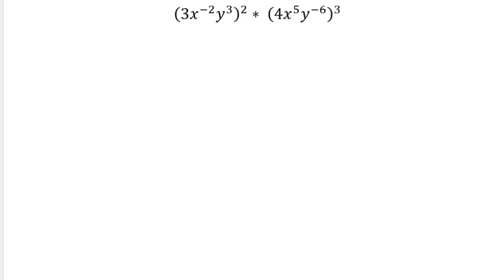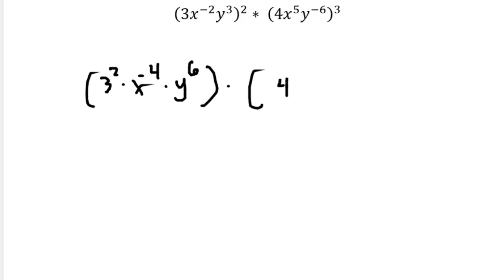Now, how about this one? We have quantity squared times quantity cubed. We can just distribute the 2 right away. So we got negative 4 here. We have 3 times 2, that's going to be 6. We can just distribute the 3 again. So that's going to be 4 cubed. And we got x raised to the 5th. And so that's going to be 5 times 3, it's going to be 15. So we have a variable y, and we got negative 6 times 3, so it's 18.